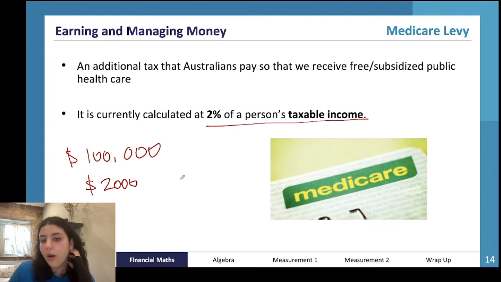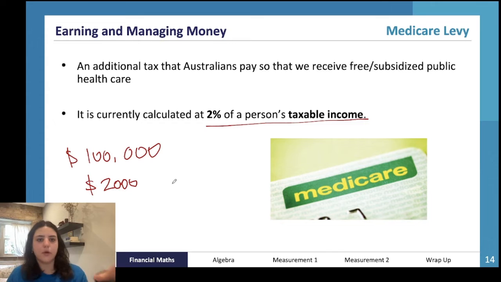Now that might seem like a lot, but if you've ever seen someone go to the hospital in the US, it costs like $6,000 to get the ambulance there, right? So people don't even call the ambulance. This is why we have Medicare, so that you're paying this amount, but then everything else is virtually free.